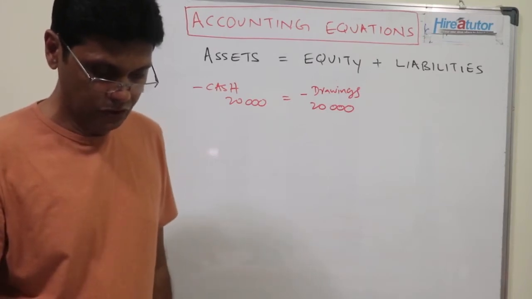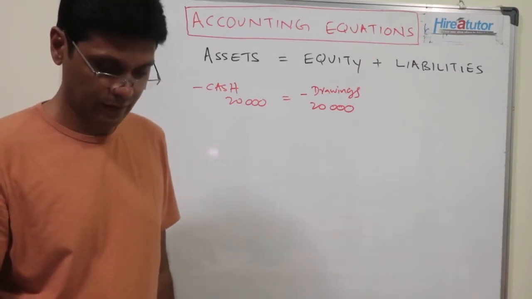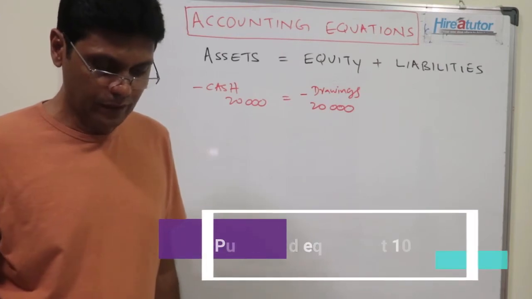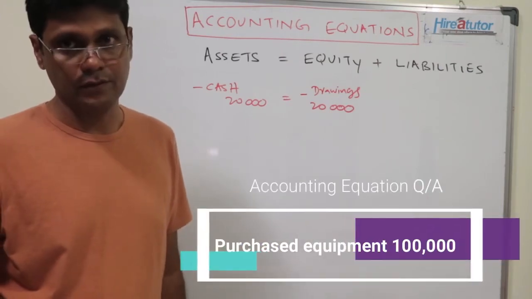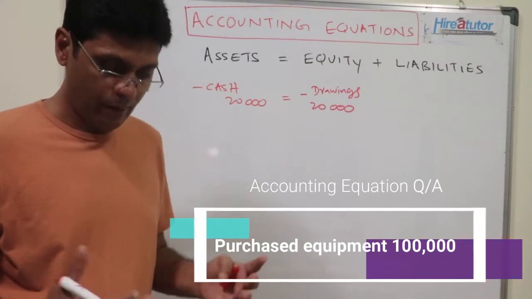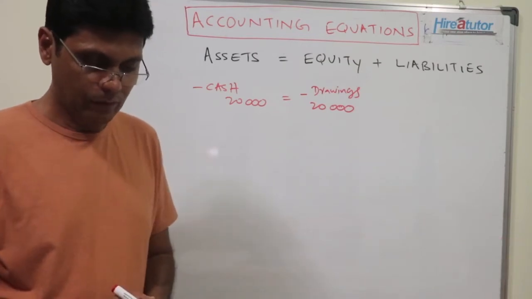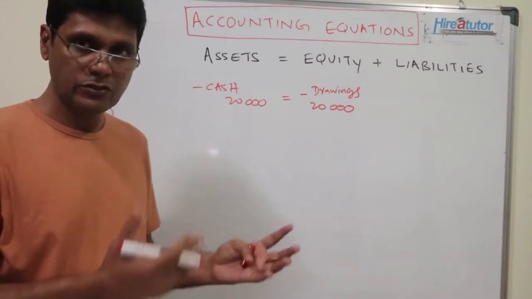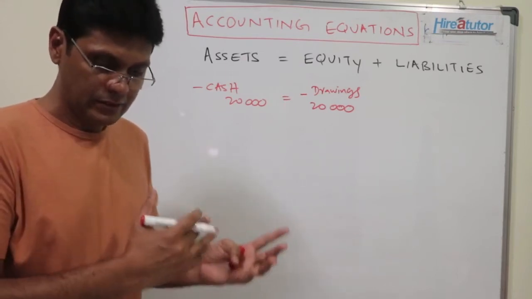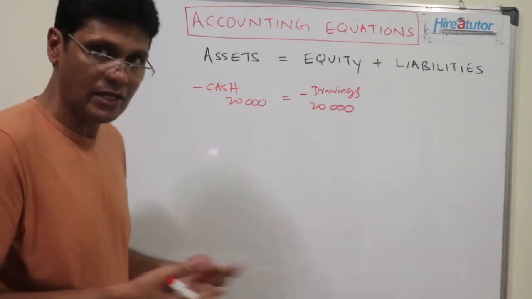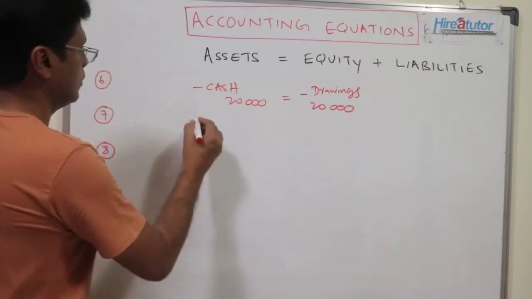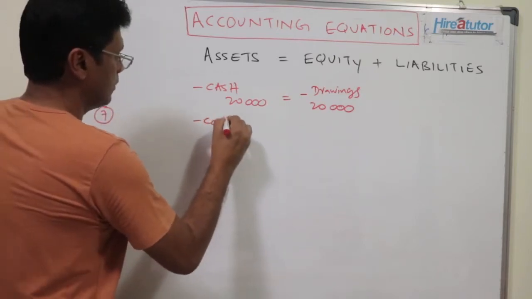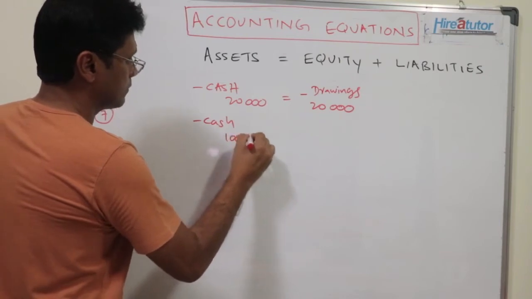Now the 7th question, the transaction. Purchased equipment worth 100,000. The business has purchased an equipment worth 100,000. So what is the impact? What is the dual impact? First, on the asset side, since you have purchased, there is a cash outflow. Cash will reduce. So cash reduced by 100,000.